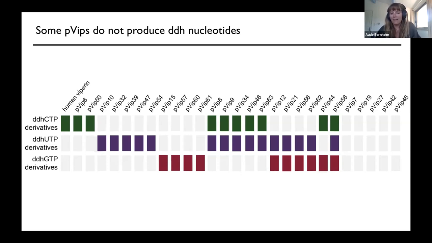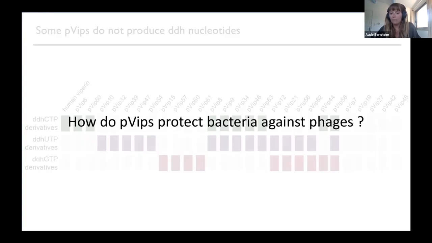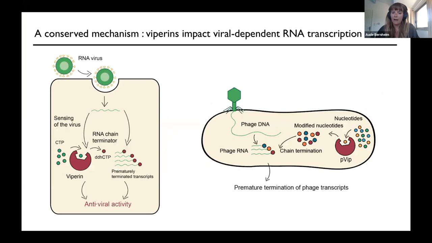So for us, the remaining thing to check was, how do PVIPs protect against phages? And for this, we had the idea that it was working the same way as in humans. For the sake of time, I won't go into the details of the experiment, but we were able to show that the mechanism is conserved between the human viperin and the PVIP. That is to say that the viperins impact viral RNA-dependent transcription. So pretty much the PVIP takes several nucleotides, or one depending on the PVIP, and modifies them to create these poisons, these DDH nucleotides that are incorporated in the phage RNA, which leads to the premature termination of the phage transcripts.